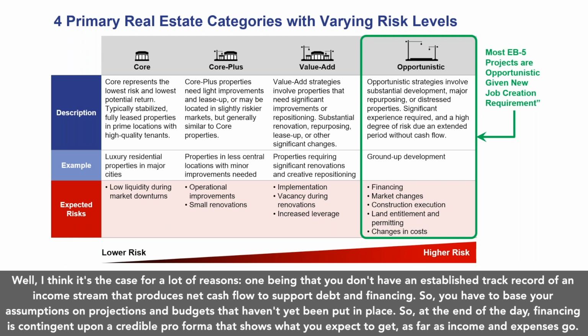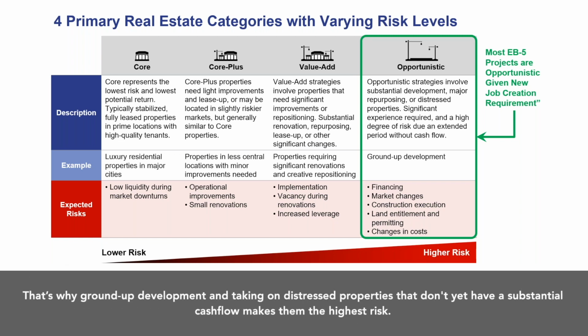One being that you don't have an established track record of an income stream that produces net cash flow to support debt and financing. So you have to base your assumptions on projections and budgets that haven't yet been put in place. At the end of the day, financing is contingent upon a credible pro forma that shows what you expect to get in as far as income and expenses go. So that's why ground up development and taking on distressed properties that don't yet have a substantial cash flow makes them the highest risk. Got it.